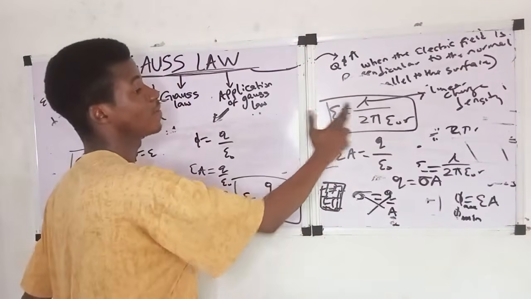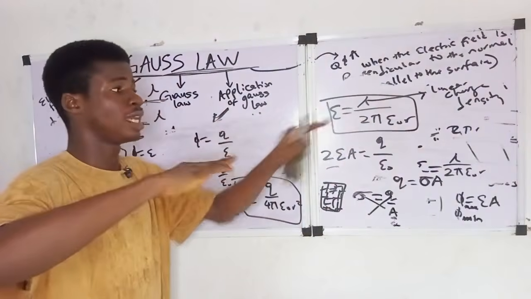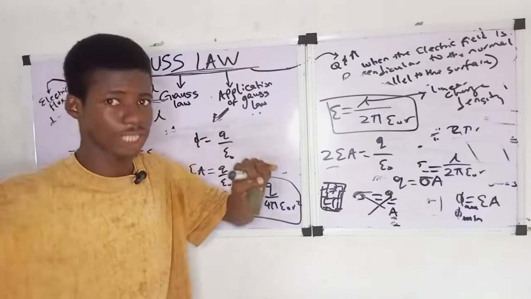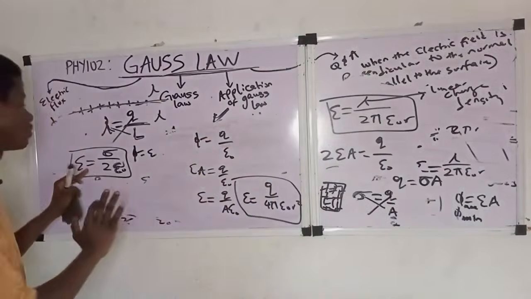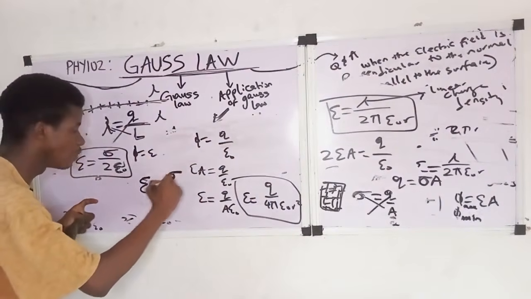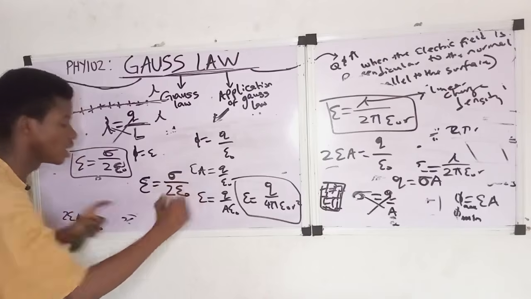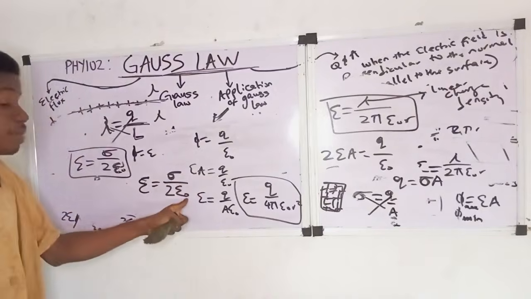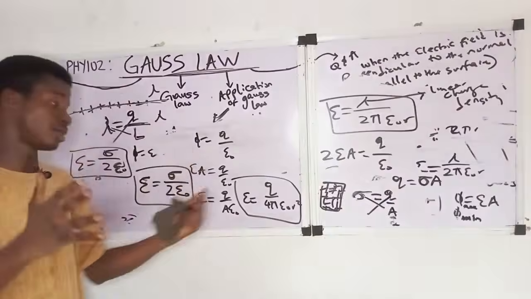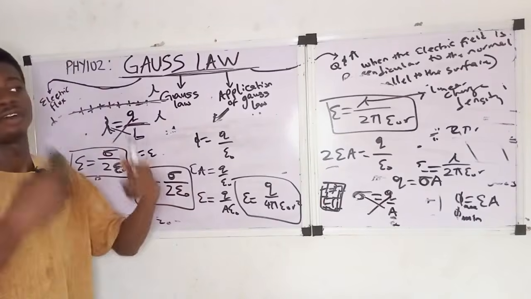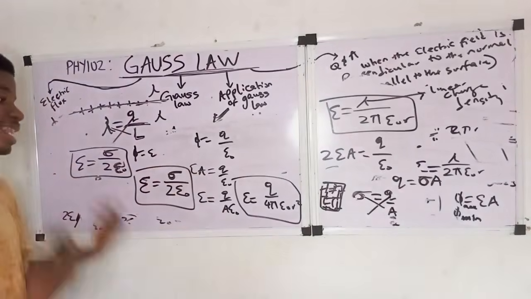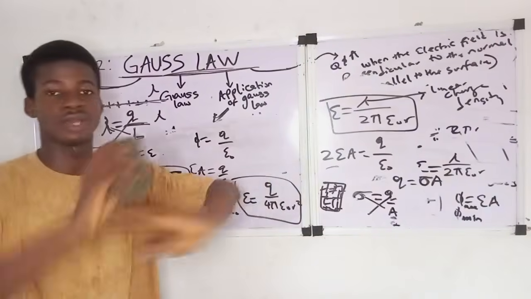This one is the formula for the electric field of an infinite line of charge. While this last one, electric field equals surface charge density over 2 times the permittivity of free space, is the formula to calculate the electric field of an infinite plane of charge. I've explained that earlier. So take note of these. We are good to go.